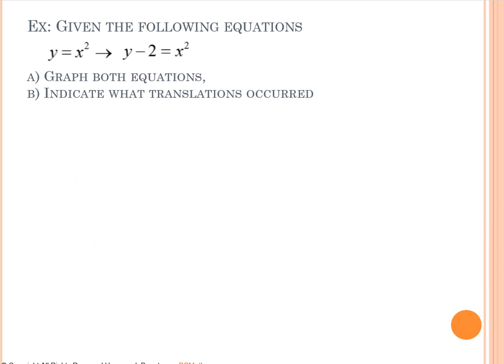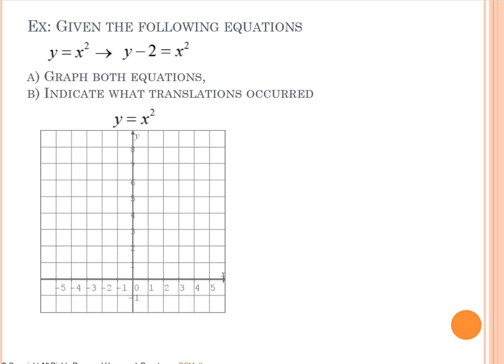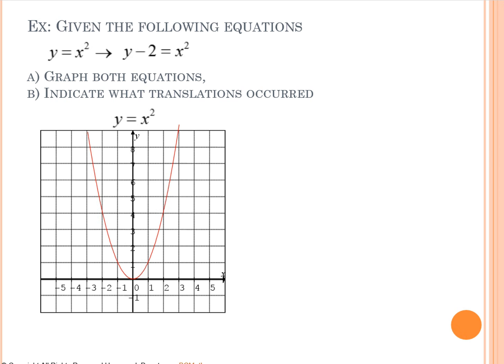Given the following equations, y equals x squared and y minus 2 equals x squared, let's take a look at this example here. I want to graph both equations and indicate what translations occurred. We're definitely using y equals x squared a lot in this lesson, which is good. So let's take a look here. There's my graph. There's my parabola, y equals x squared.